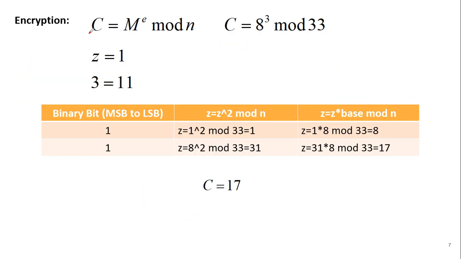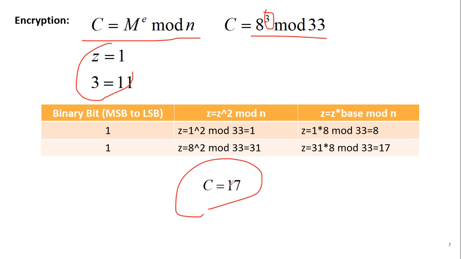The sender will encrypt the message by using the formula C is equal to M raised to E mod N. Now M is 8, E is 3, so 8 raised to 3 mod 33. Here we can solve directly because the exponent is very small. But if we want to use the square and multiply algorithm, in my 3 to 4 videos I have already explained how to apply it. So we can apply the square and multiply algorithm to calculate 8 raised to 3 mod 33. So we get the cipher text as 17.